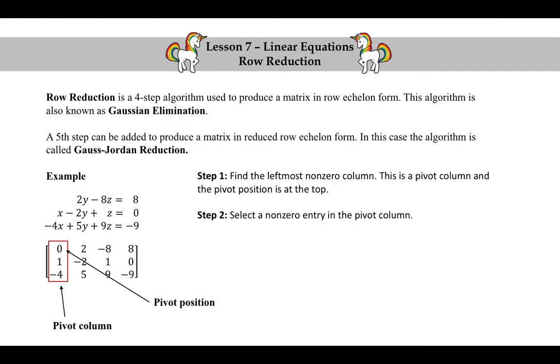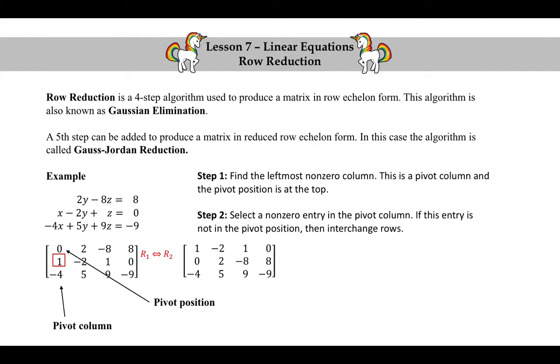Step 2. We select a non-zero entry in the pivot column. Let's use this entry, the 1. That's a nice non-zero entry in the pivot column. If this entry is not in the pivot position, then we interchange rows. Notice that the 1 is not in the pivot position. It has to go one row up. So we're going to interchange row 1 and row 2.